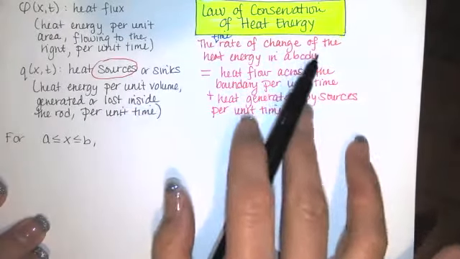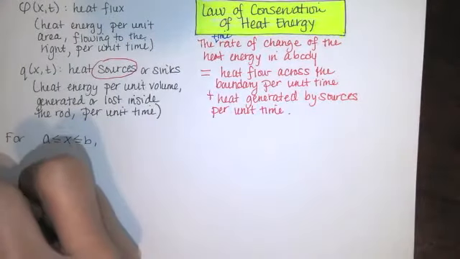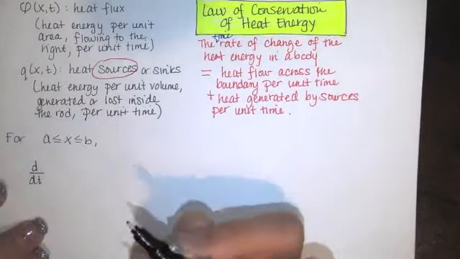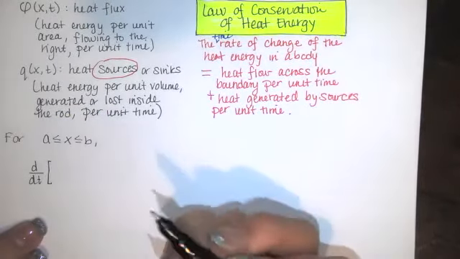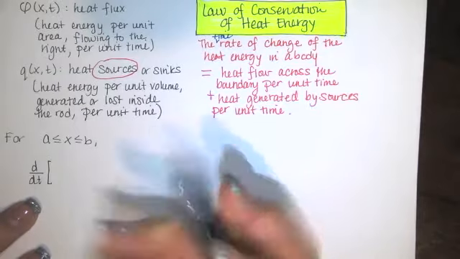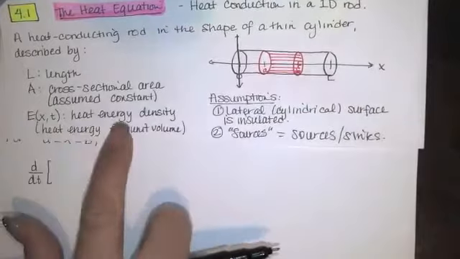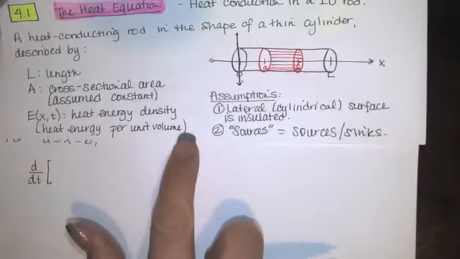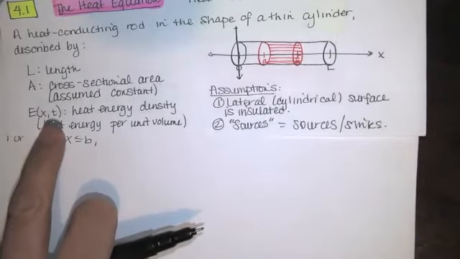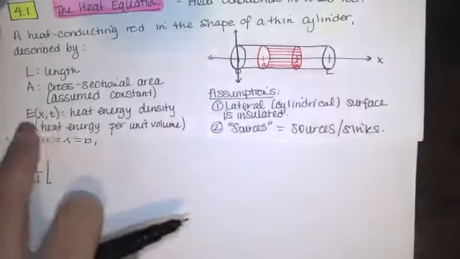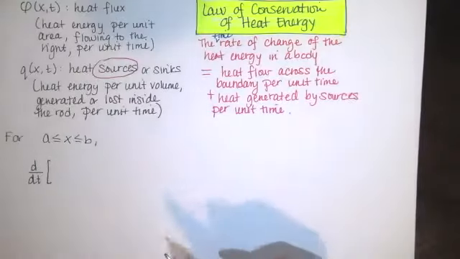This says the time rate of change of the heat energy in a body. So that's the derivative with respect to time of what we want, which is the total heat energy in the body. Now, E of x and t is heat energy density. That's heat energy per unit volume. And this is a function of both x and t. So it's a function of position in the rod, and it's also a function of time.